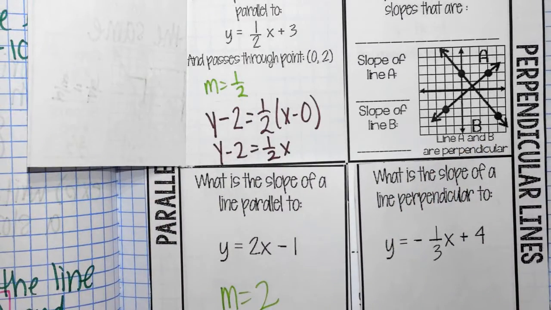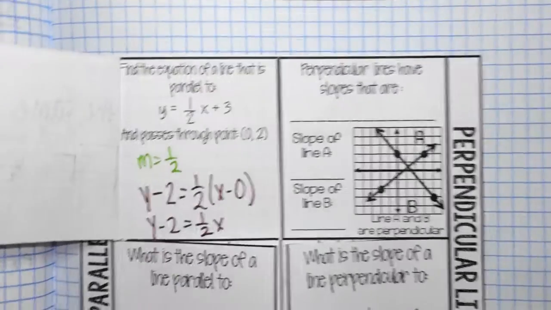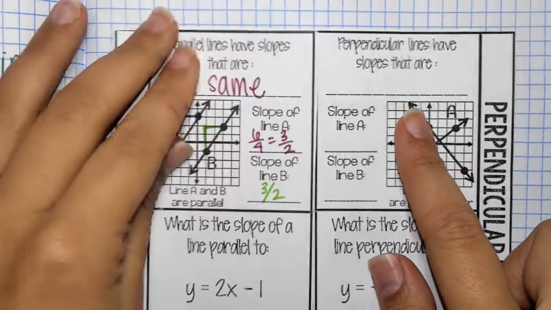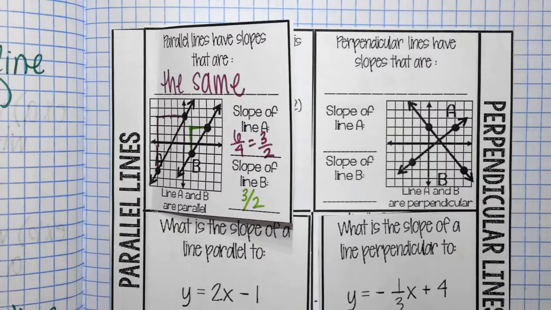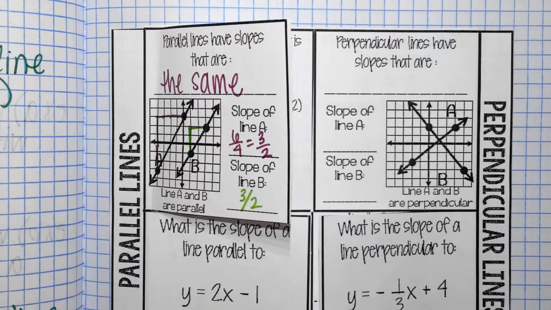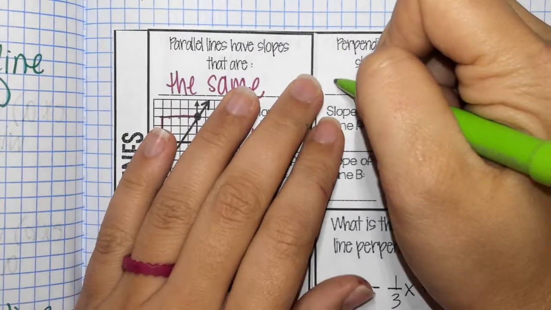Hey, breathe. Okay, now let's go to the right. Let's look at our perpendicular line. Perpendicular lines have slopes that are what? Opposite reciprocals. Good. Both of you take a point.